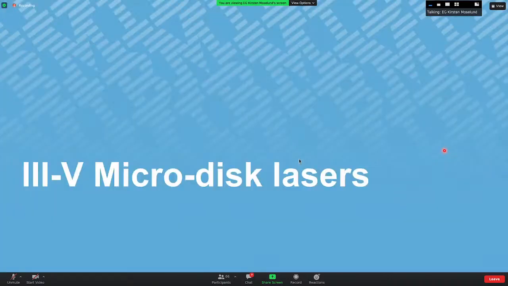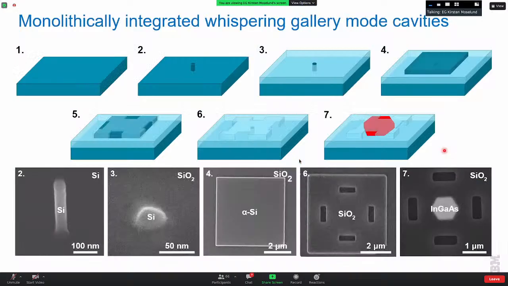So I will switch here to the next topic. These are 3.5 microdisc lasers. These are mushroom type lasers directly grown on silicon. And this is a slide. We've also modified the process here compared to the first device. We just grew the 3.5 directly.